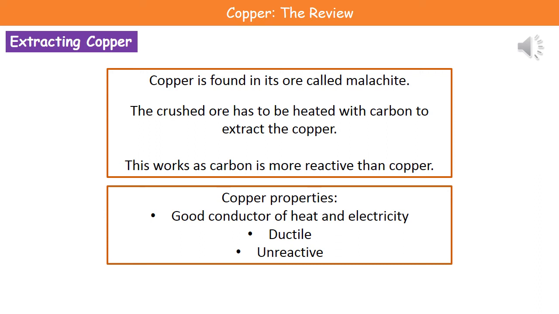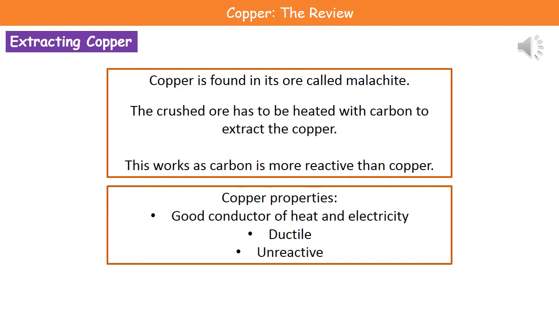First thing we need to understand then is where we get copper from. Now, copper is actually found in a rock called an ore, and that one is called malachite. So what we have to do to actually extract the copper from the ore is we've got to crush it and then heat it with carbon. And the reason that this is going to extract the copper is because carbon is more reactive than copper.